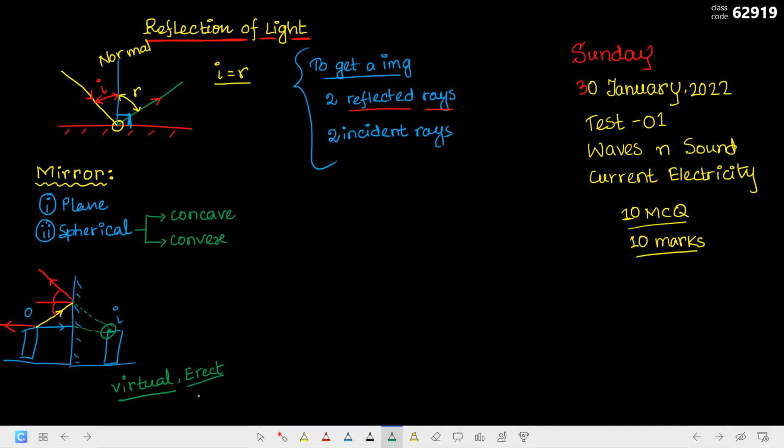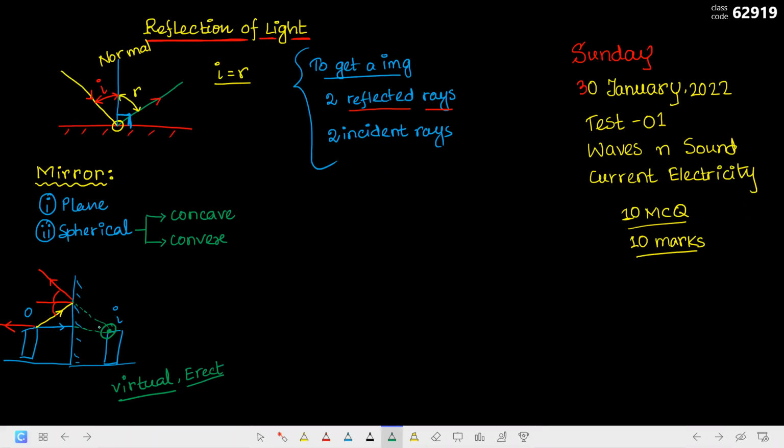But in our normal everyday mirror, that is the plane mirror, the image that we get is a virtual one, erect, and the size of the image is equal to the size of the object. Okay, if we are 6 feet tall, then inside the mirror we will see ourselves 6 feet tall. It's not like the image will be 5 feet tall or 7 feet tall.